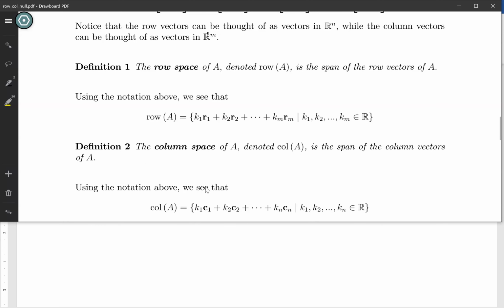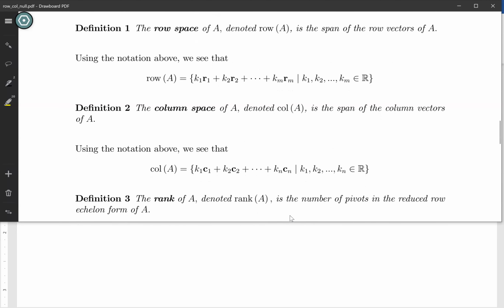The column space of A, we denote this col of A, if you will. That's the span of the column vectors of A. So again, that just means the set of linear combinations of the column vectors. Notice again that these are vectors in Rm, so the column space is going to be a subspace of Rm.